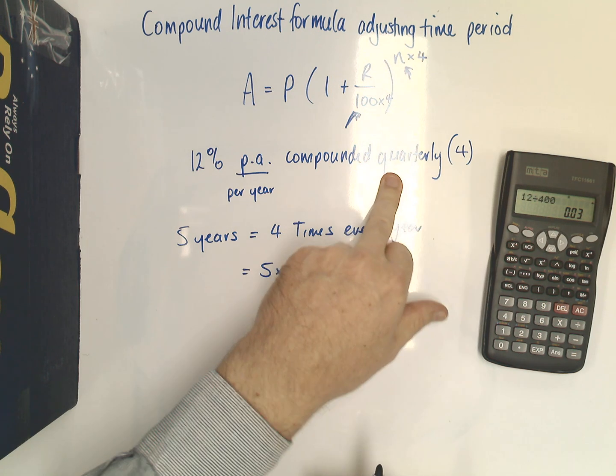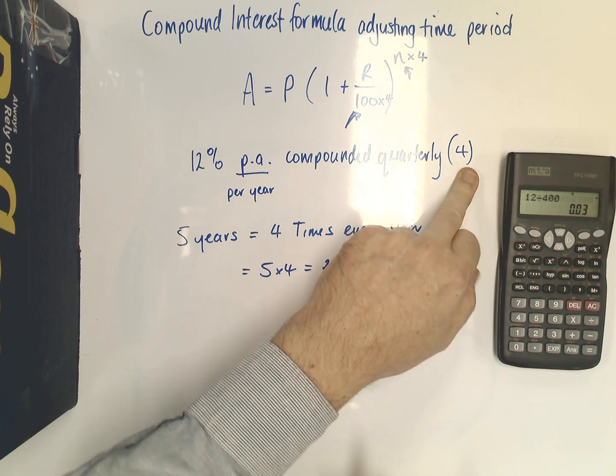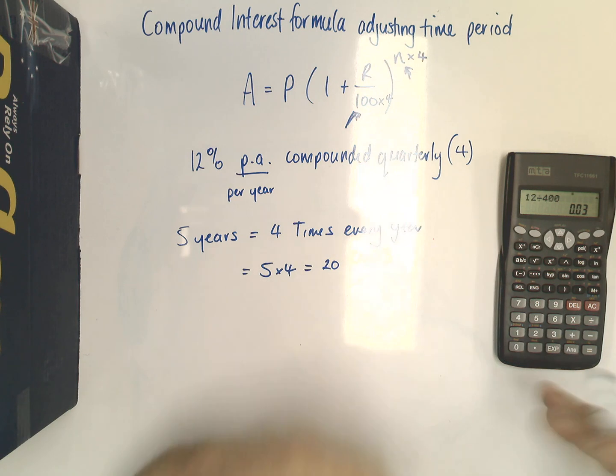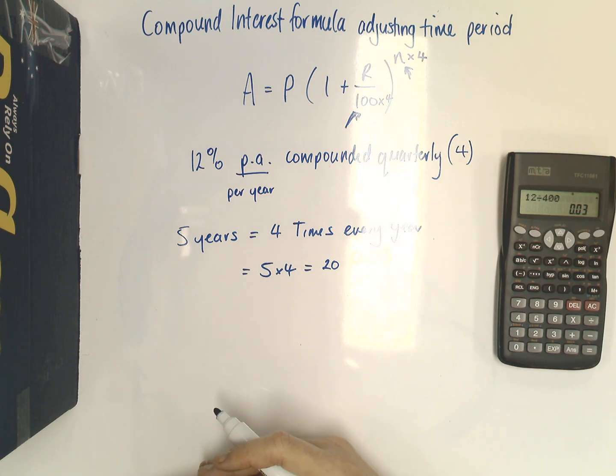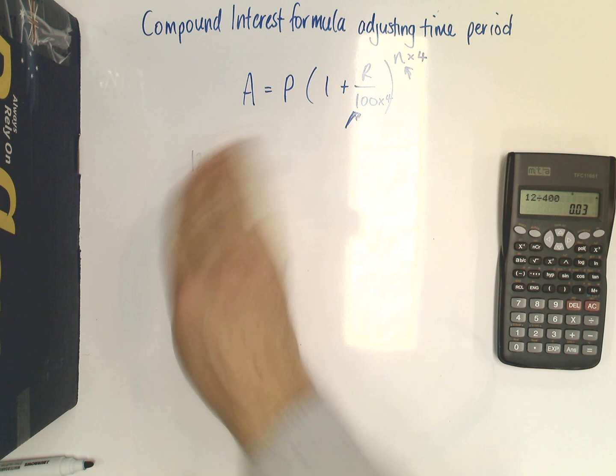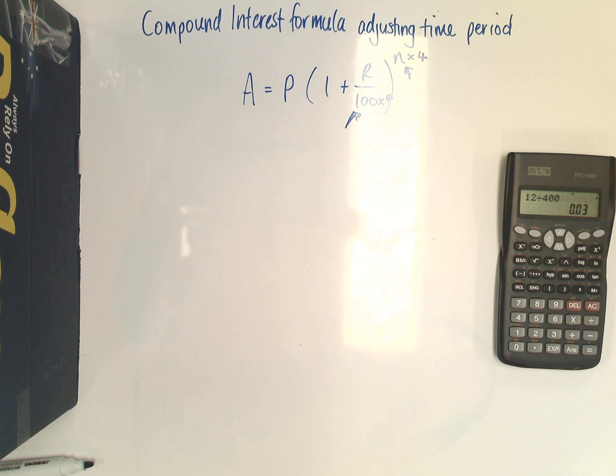If I change this word to monthly, then this would change to 12, so that would change to 12, and that would change to 12. So this is the idea about adjusting our compound interest formula for different time periods. So let's get in there and let's actually start off with a question and see what it looks like when we actually do it for real.